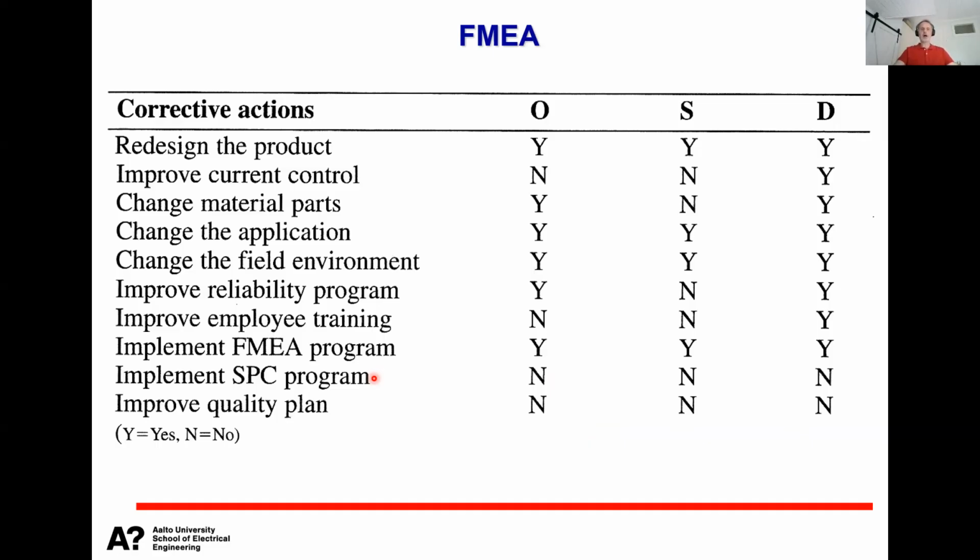Okay, so now what you have is the RPNs from each individual failure mode, and then you assign some kind of a threshold limit. So you think, okay, these are things which I need to correct, and these I can leave as they are. And then you have different types of corrective actions, and then you go forward with that. So how do you pick those modes which you start working on.